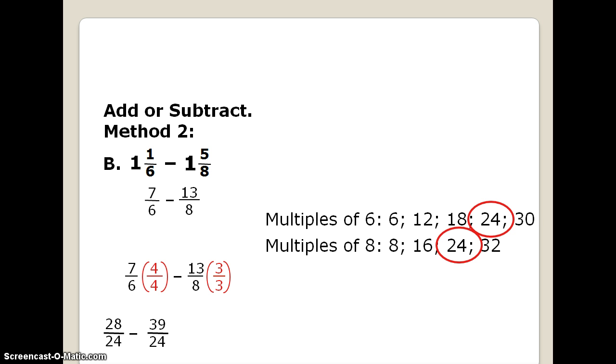Subtracting with common denominators, we subtract the numerators. 28 minus 39 gives us a negative 11, and of course the 24 remains the same. 11 is a prime number and does not go equally into 24, so negative 11/24 is simplified.